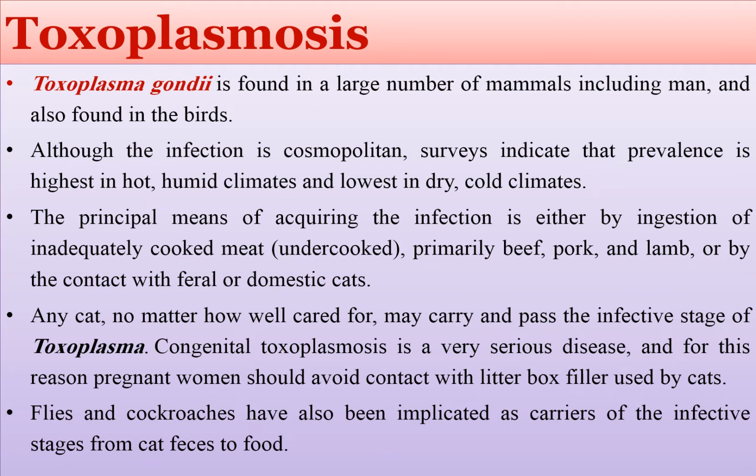Although the infection is cosmopolitan, surveys indicate that prevalence is highest in hot, humid climates and lowest in dry, cold climates. The principal means of acquiring the infection is either by ingestion of inadequately cooked meat, primarily beef, pork, and lamb, or by contact with feral or domestic cats. Any cat, no matter how well cared for, may carry and pass the infective stage of Toxoplasma.